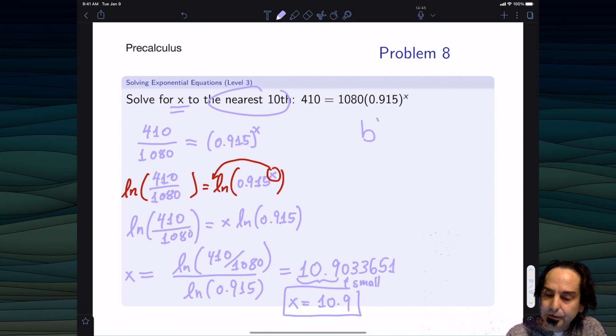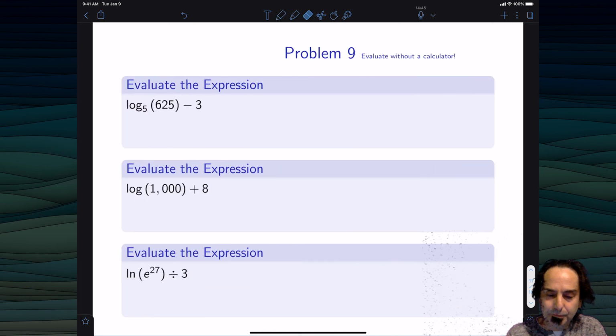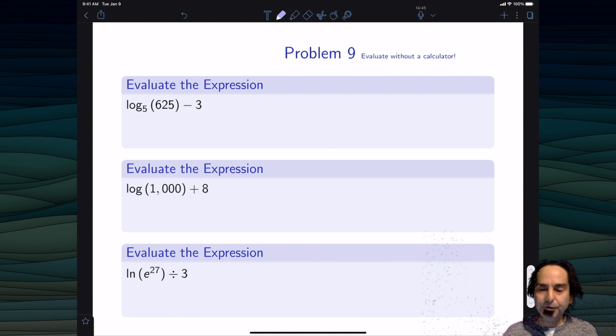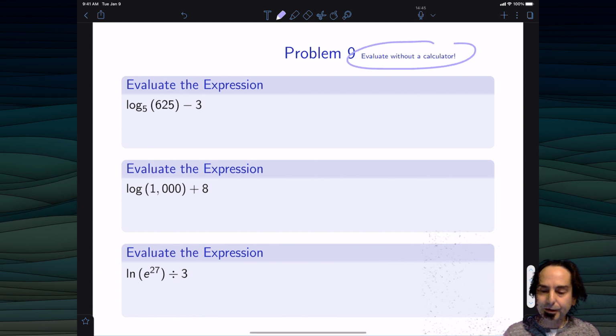No, actually any log. B to the B. No, I take it back. I won't show you. I'll show you next week. It'll be more fun next week. So let's try these. We're going to do these without a calculator.